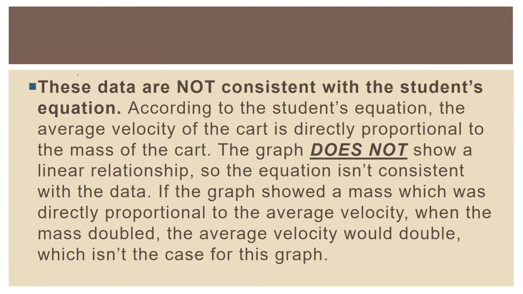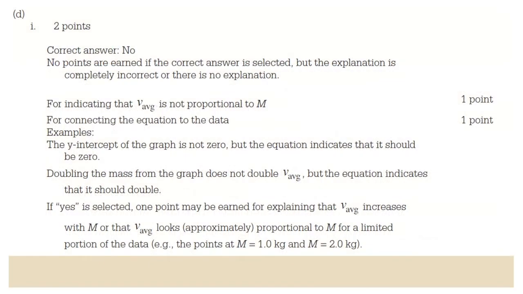Let's take a jump to the scoring guide here. Notice the scoring guide says you got 1 point for indicating that the average velocity is not proportional to m, and then 1 point for connecting the equation to the data. They said here you could say the y-intercept of the graph is not 0, but the equation indicates that it should be. I think that's a weird way to think about it. The second option says doubling the mass from the graph does not double the average velocity, but the equation indicates that it should double. I think that makes sense.